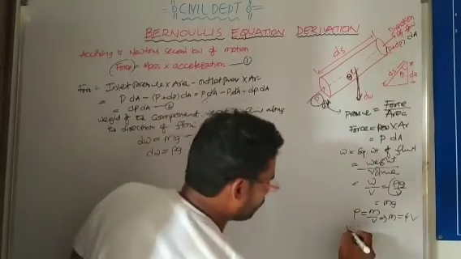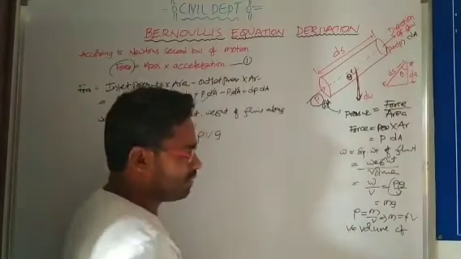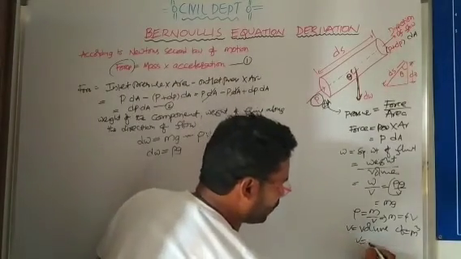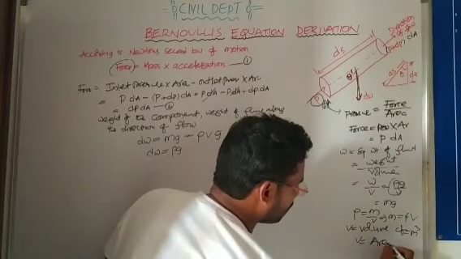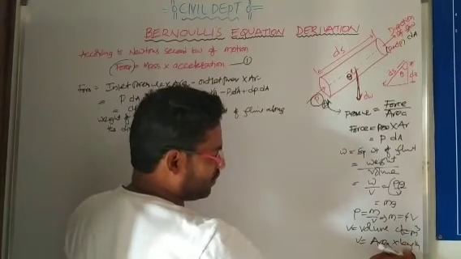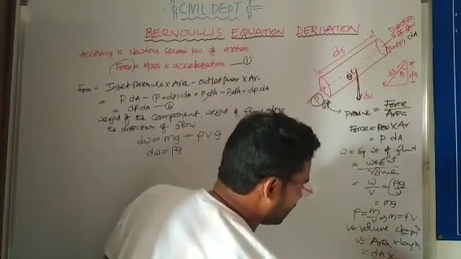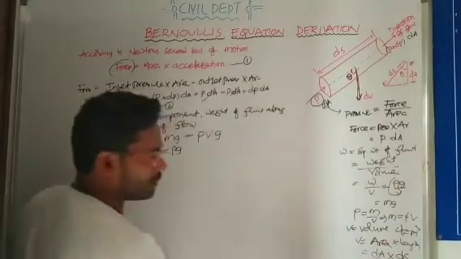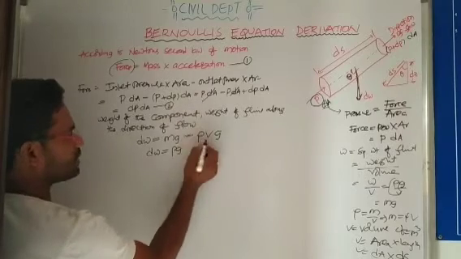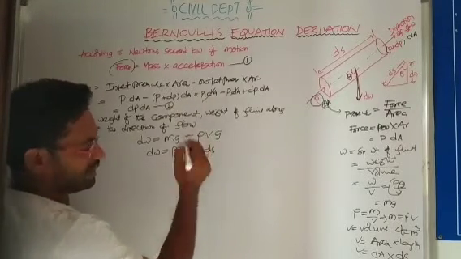V is the volume of fluid. What are the volume units? Meter cube. How can you write it? You can write it as area into length. Area units are meter square, length units are meter, so meter square into meter gives meter cube. So area dA and length ds. Substitute the V value here, and instead of V you can write dA ds.